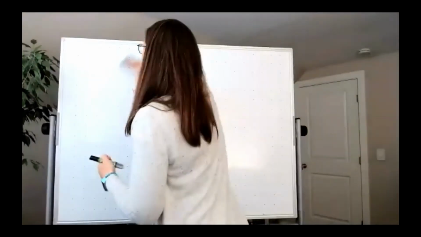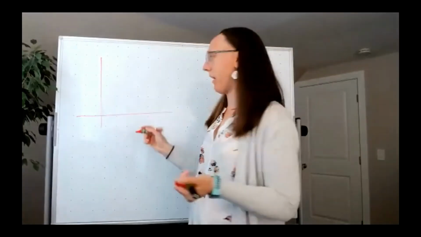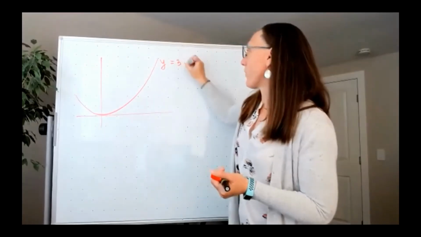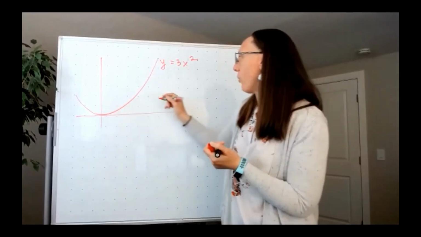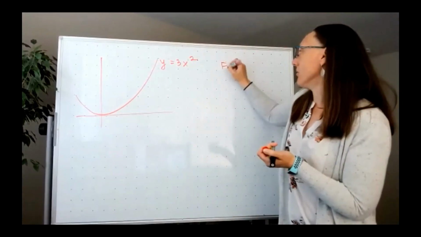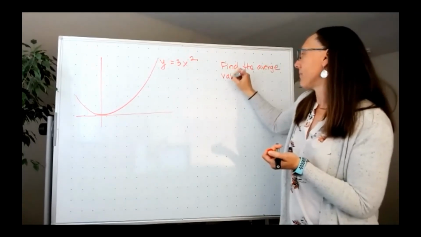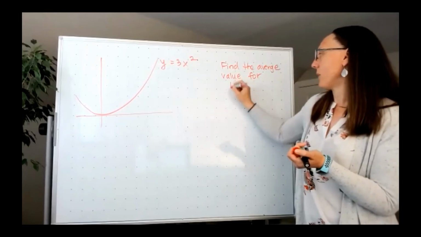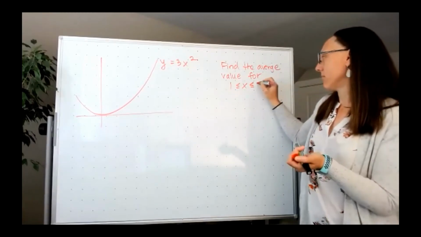So let's say that I had the function, I'm going to keep my life pretty simple here, and I am going to call this y equals 3x squared. And I wanted to know, what is the average value for x between 1 and 7?